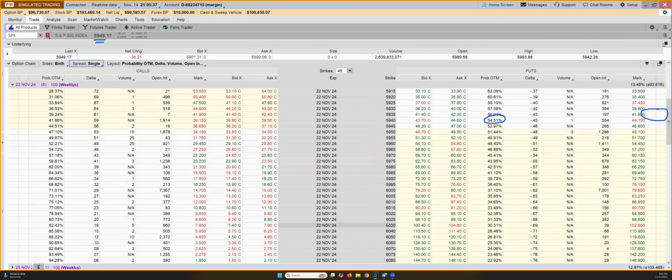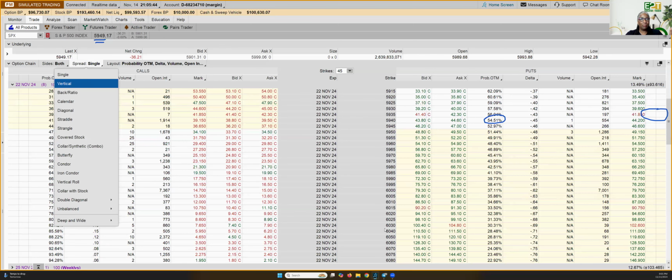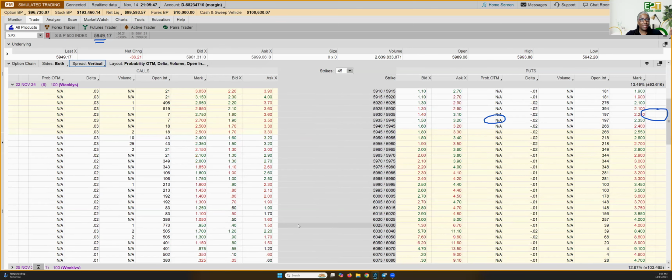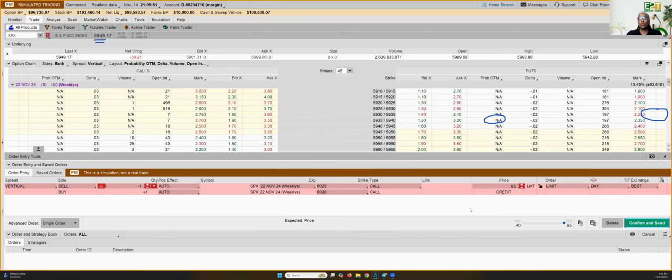So 60, 25 is probability 80%, and that would put you there. This is still a 5 spread, 60, 25, 30. That gives you another $95. So you're going to take in almost $200, 100 points away.